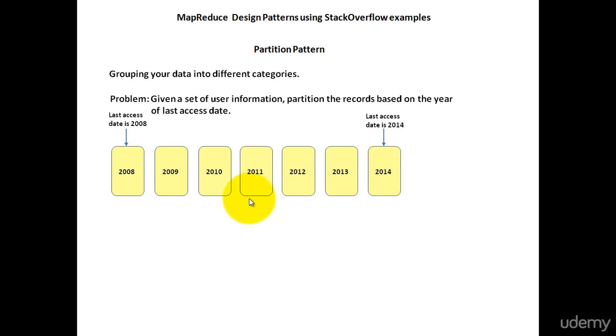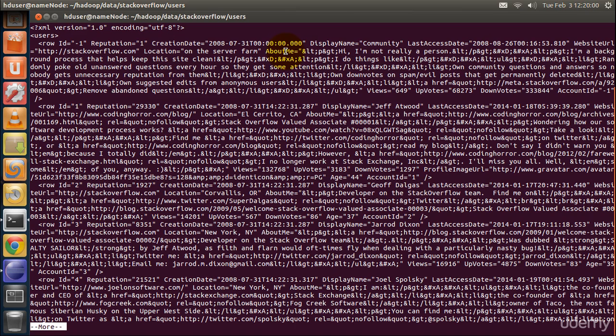We have already seen the user data set. Let's check it again. Here is the last access date field. Using this field, we can determine when was the last time a user accessed Stack Overflow website. And then we can divide the users based on the year in this field. Since we have to group all the records by the year of the last access date, our output key will be the year in the last access date.